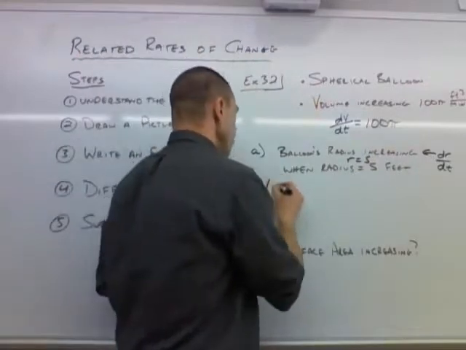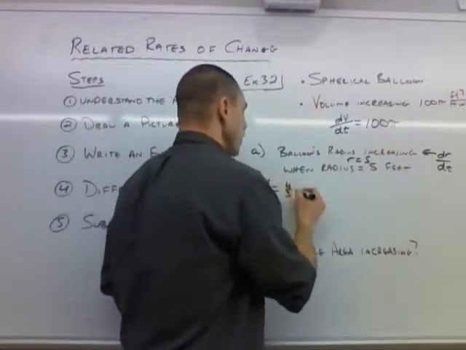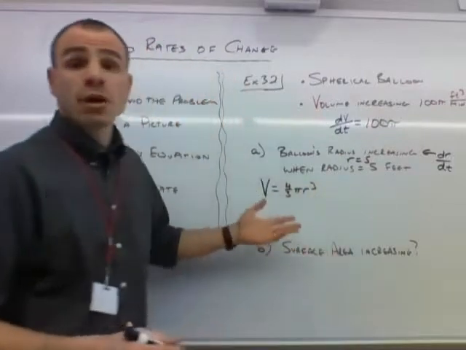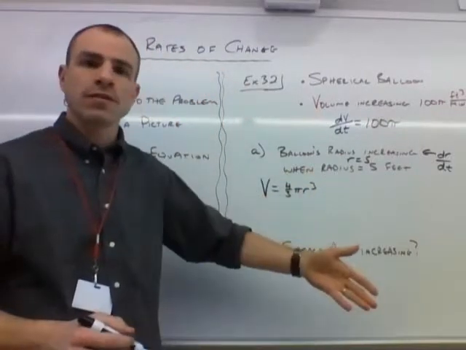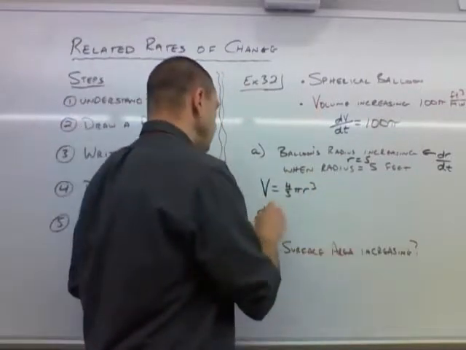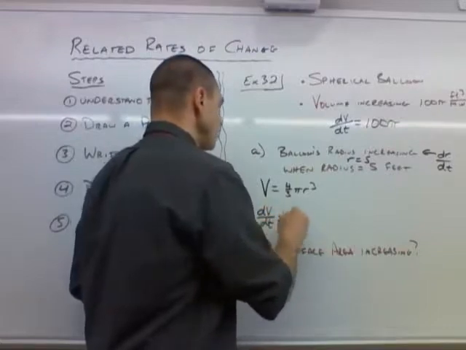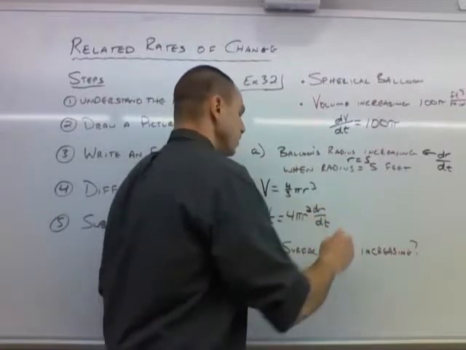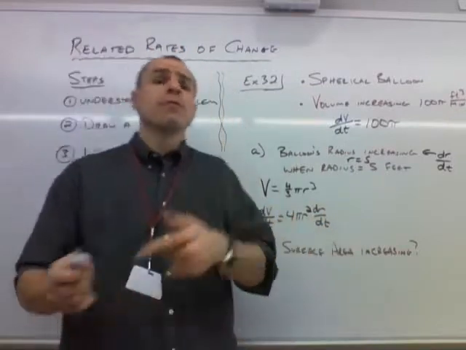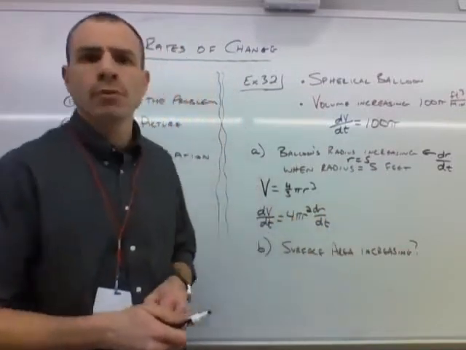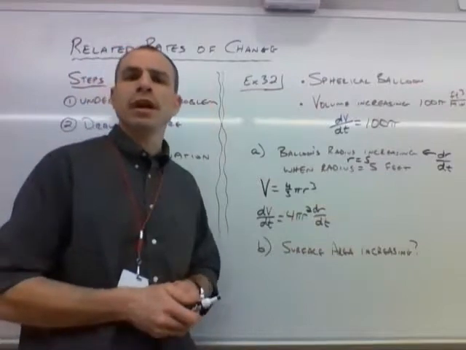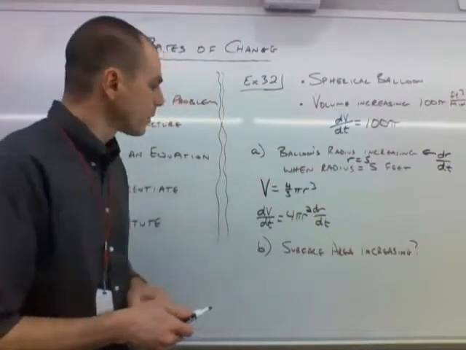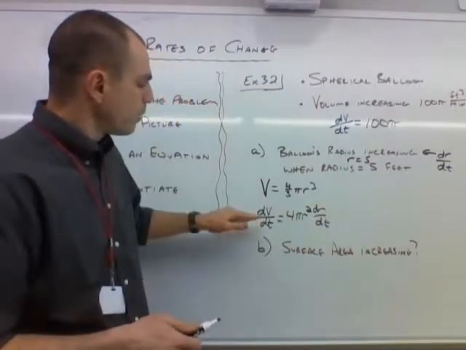We know that the volume of a balloon is 4/3 pi r cubed. And we actually already found the derivative of this in the previous video. So we know that dV dt is equal to 4 pi r squared dr dt. Again, if that's confusing to you, just refer back to example number 29, maybe example 30.